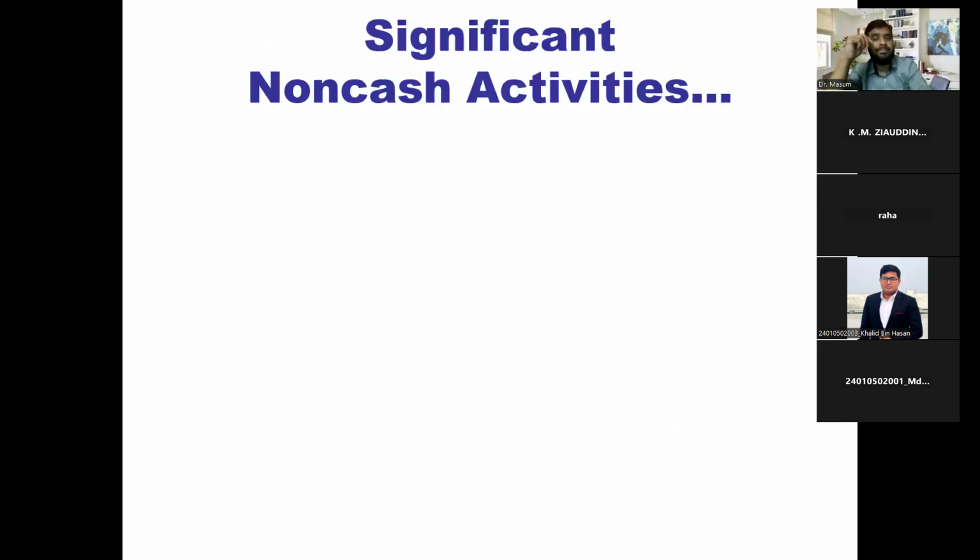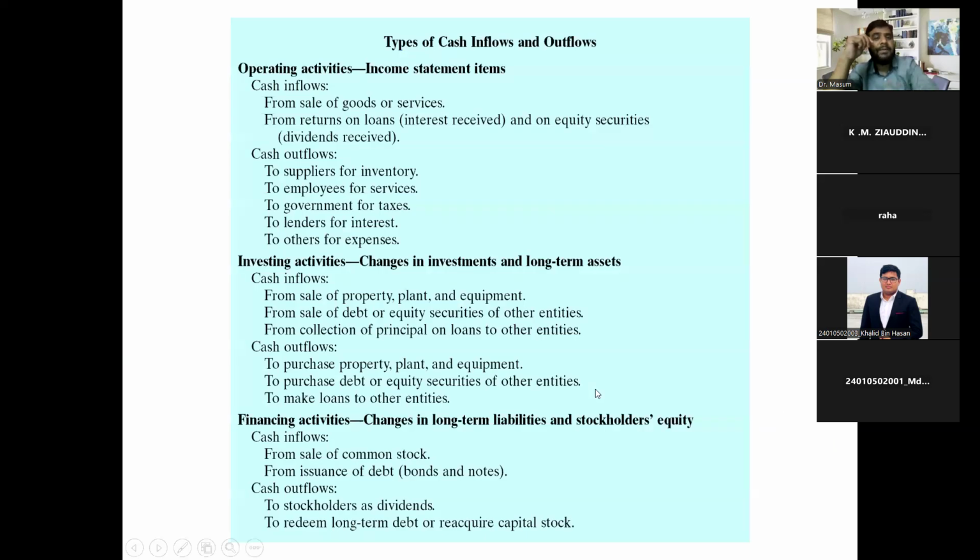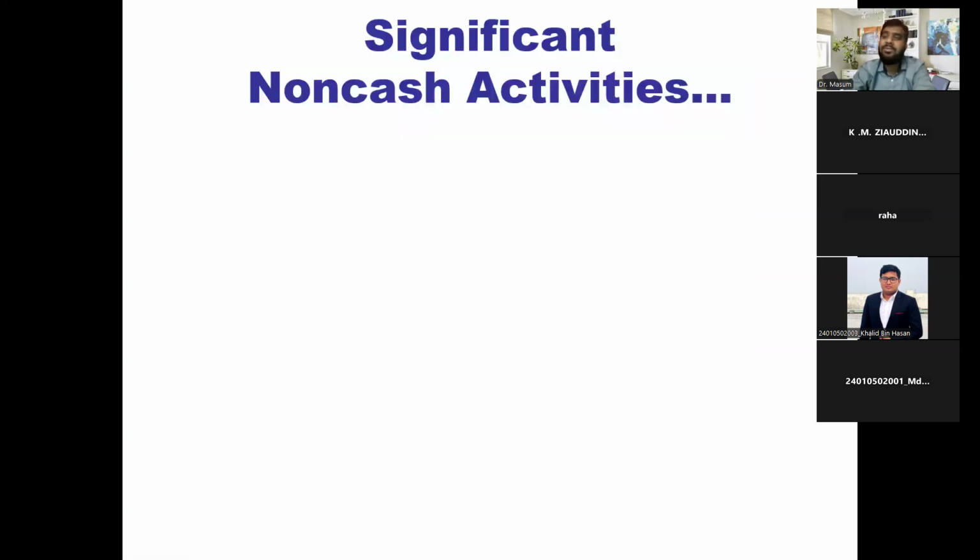So if you sum up, this is the summary of the cash flow statement. Cash flow from operating activities, inflows, outflows. Cash flow from investing activities, inflow, outflow. Cash flow from financing activities, inflow, outflow. And the difference between inflows and outflows will be equal to net cash flow. That means that will be equal to your cash at hand, if you can remember your cash budget.